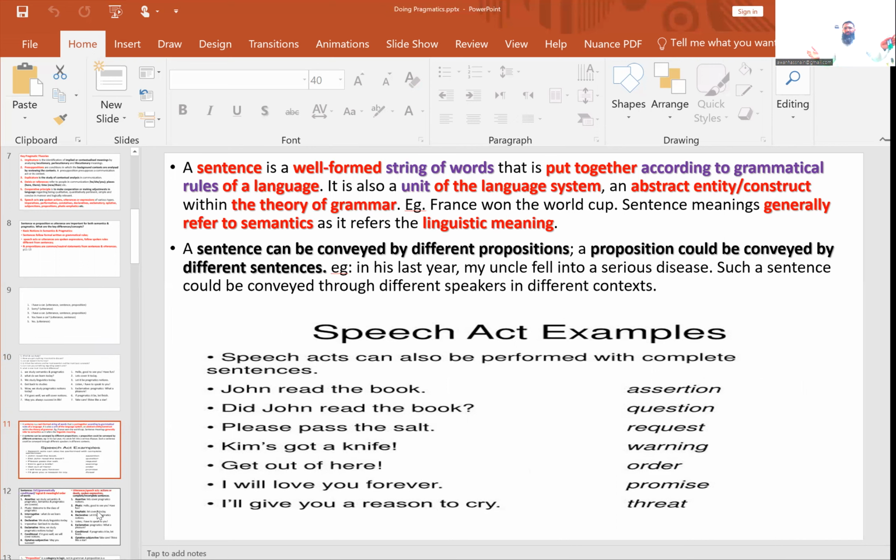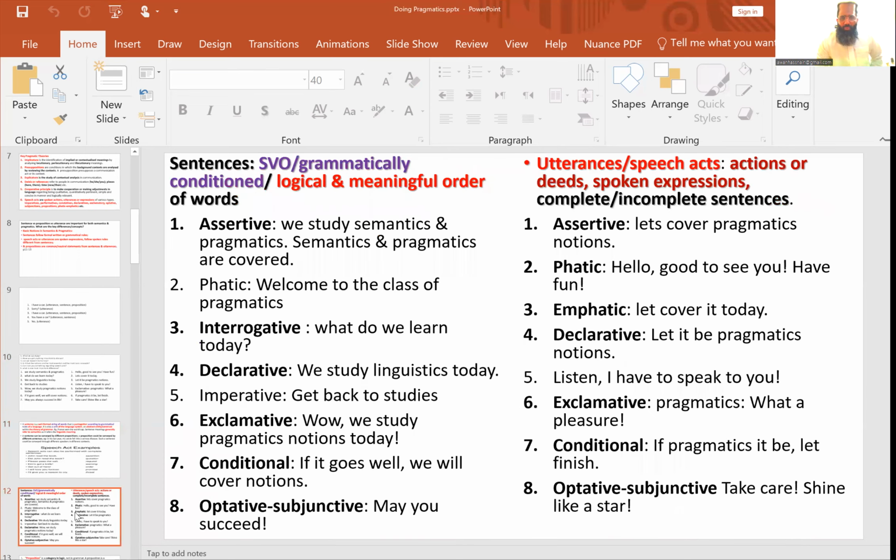A sentence is a well-formed string of words that is put together according to grammatical rules of language. It is also a unit of language system, an abstract entity, a construct within the theory of grammar. Like, for example, France won the World Cup. A sentence has several types. So we have assertions, statements, questions, requests, warnings.